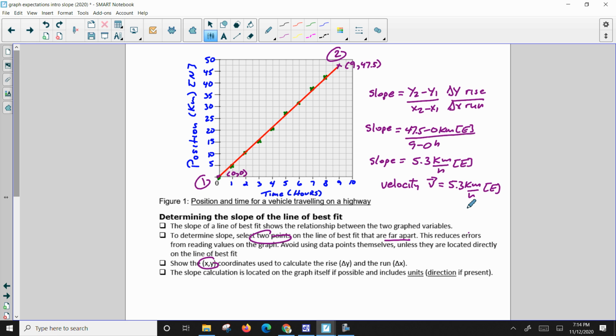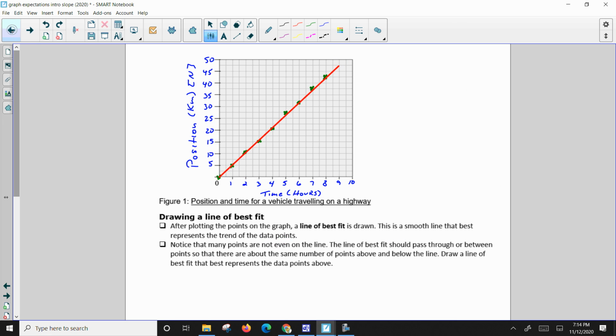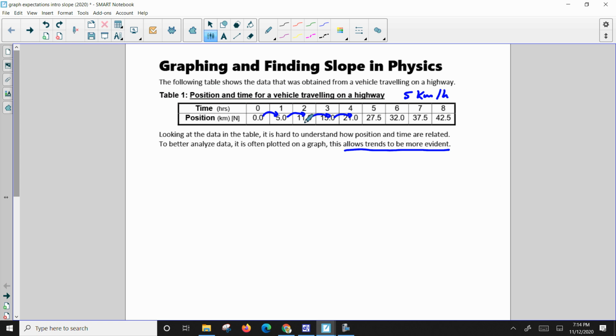So we understand how the position changes with the time. The whole idea with graphs is that you have a lot more information by graphing. You can see the nice consistent increase in the graph. So every hour we traveled 5.3 kilometers. It's very hard to see on the table, but in the graph, it's very easy to demonstrate.